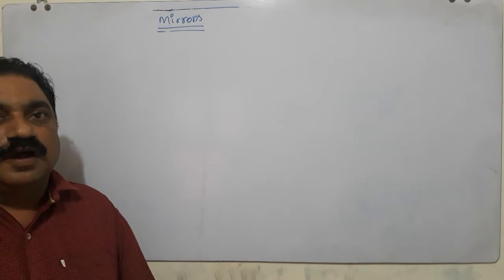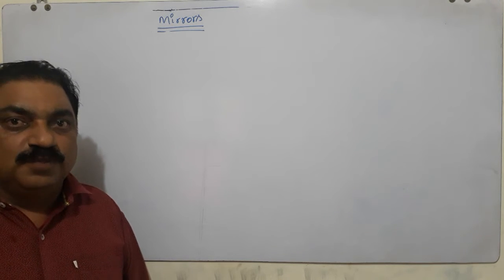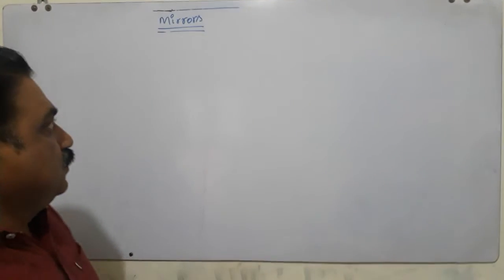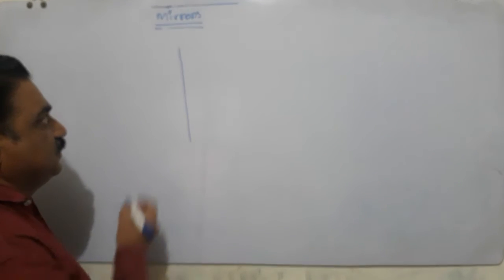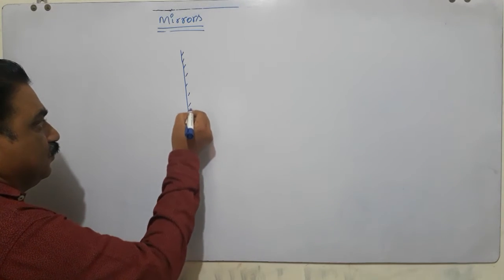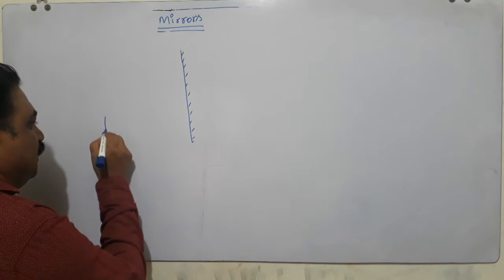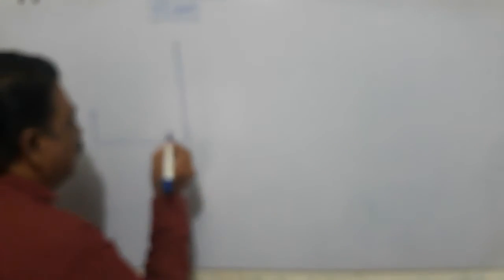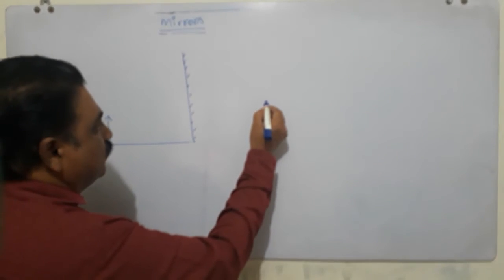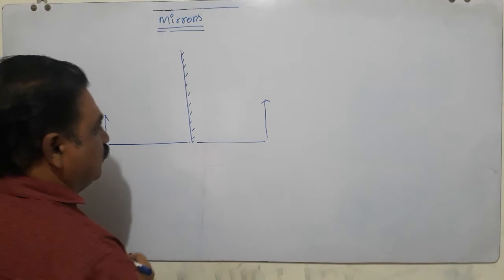Now we are going to discuss some more applications of images formed in plane mirrors. See here, there is a plane mirror. In front of the plane mirror, there is an object and its image is formed behind the mirror, at the same distance.